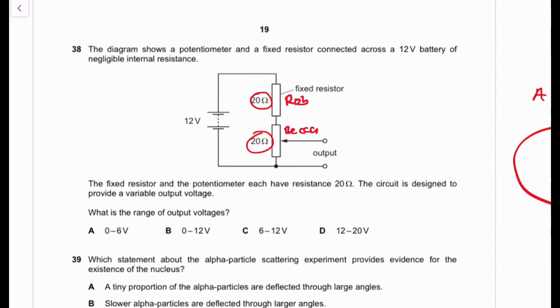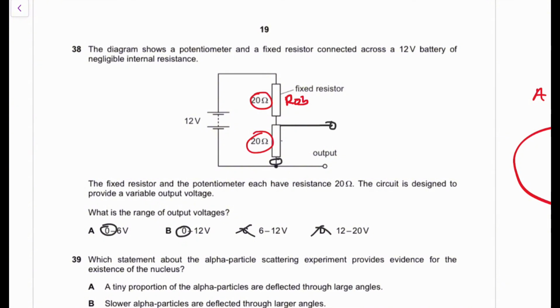But for the range of output voltages, I can move this potentiometer because the potentiometer can be moved. I can move it from two points. I can move it from this point. Then I can move it to this point. And you can agree that there is nothing here. So you're going to register zero. You're going to start with zero. So C and D are wrong. But it's going to also move up, right? If you're going to move it up to this point, right?